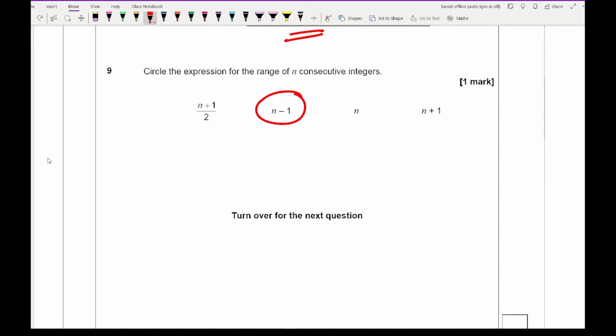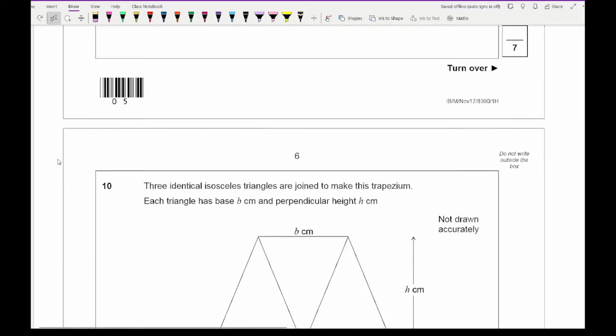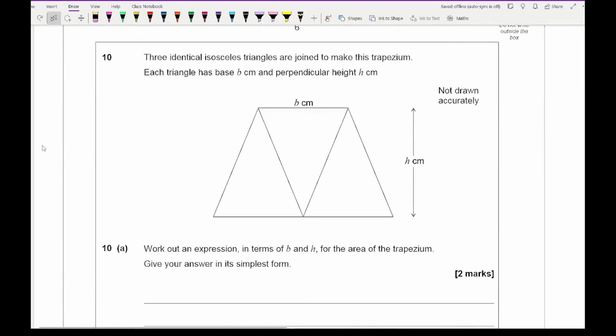All I would suggest is that you just, in your head, think of some consecutive numbers like a different list, work out the range, and then hopefully you'll spot a pattern of what that actually is, where n is the number of numbers. Moving on to question 10, it says 3 identical isosceles triangles are joined to make a trapezium. Each triangle has a base b centimeters and a perpendicular height of h. Work out an expression in terms of b and h, the area of the trapezium. Give your answer in its simplest form.